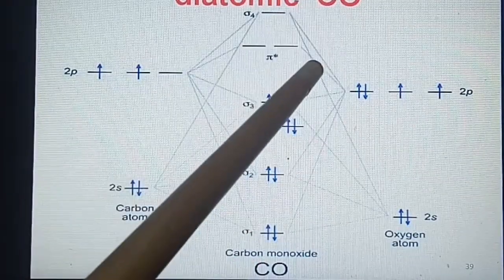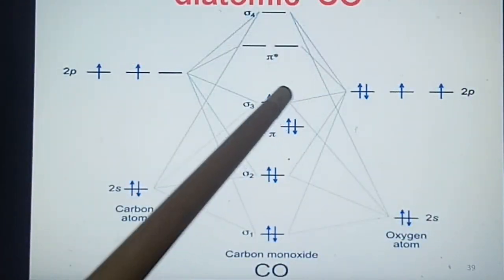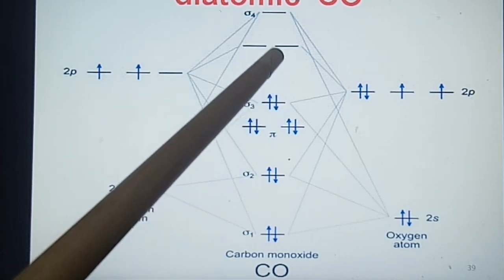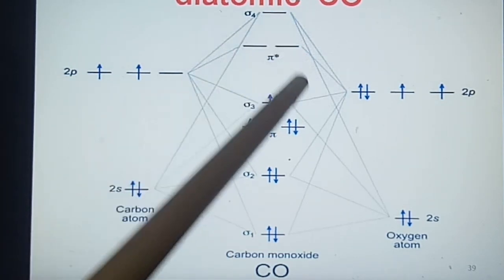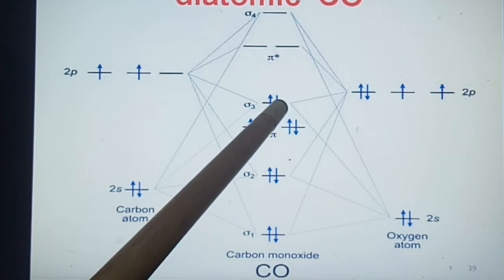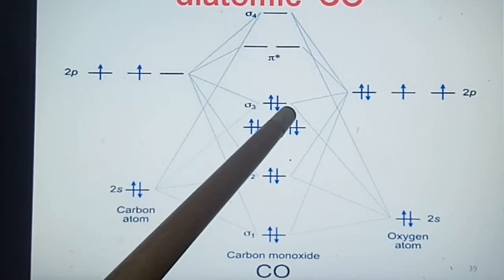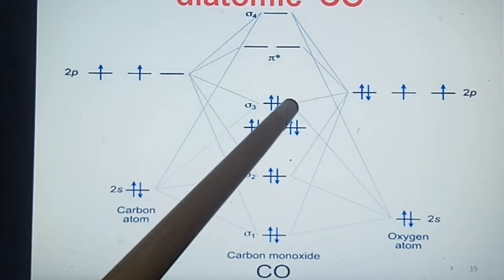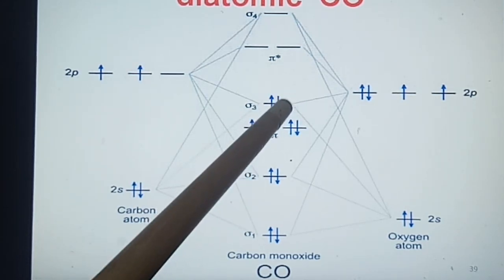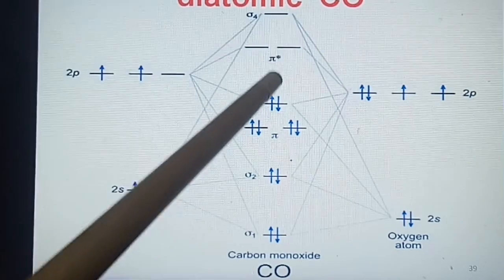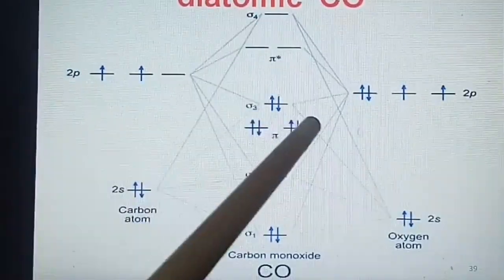If we take the excited state of this CO, this electron will be promoted here, then one electron will be in sigma and one electron will be in pi. So this is the case of non-equivalent electrons, because they are of different energy.